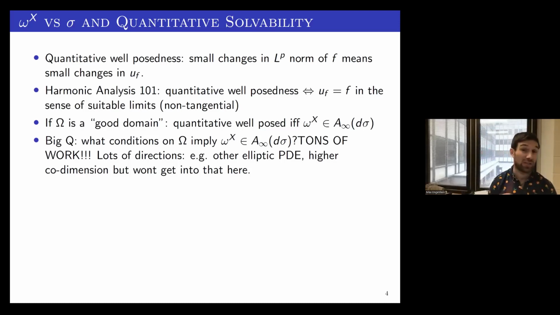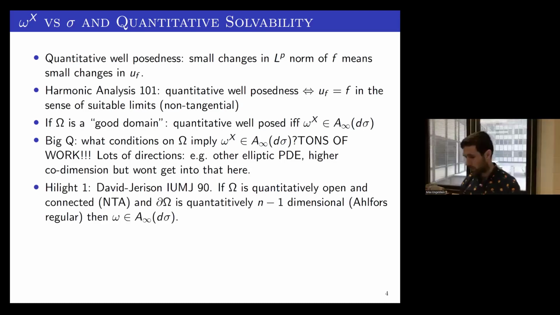And there's lots of other really interesting directions that have popped up recently and not so recently: perturbative theory, other types of elliptic PDE, higher codimension. I'm going to skirt all of that to avoid doing a good job or a bad job. There's two works that I want to highlight, though. One is work of David and Jerison from '90 in the Indiana University Math Journal.